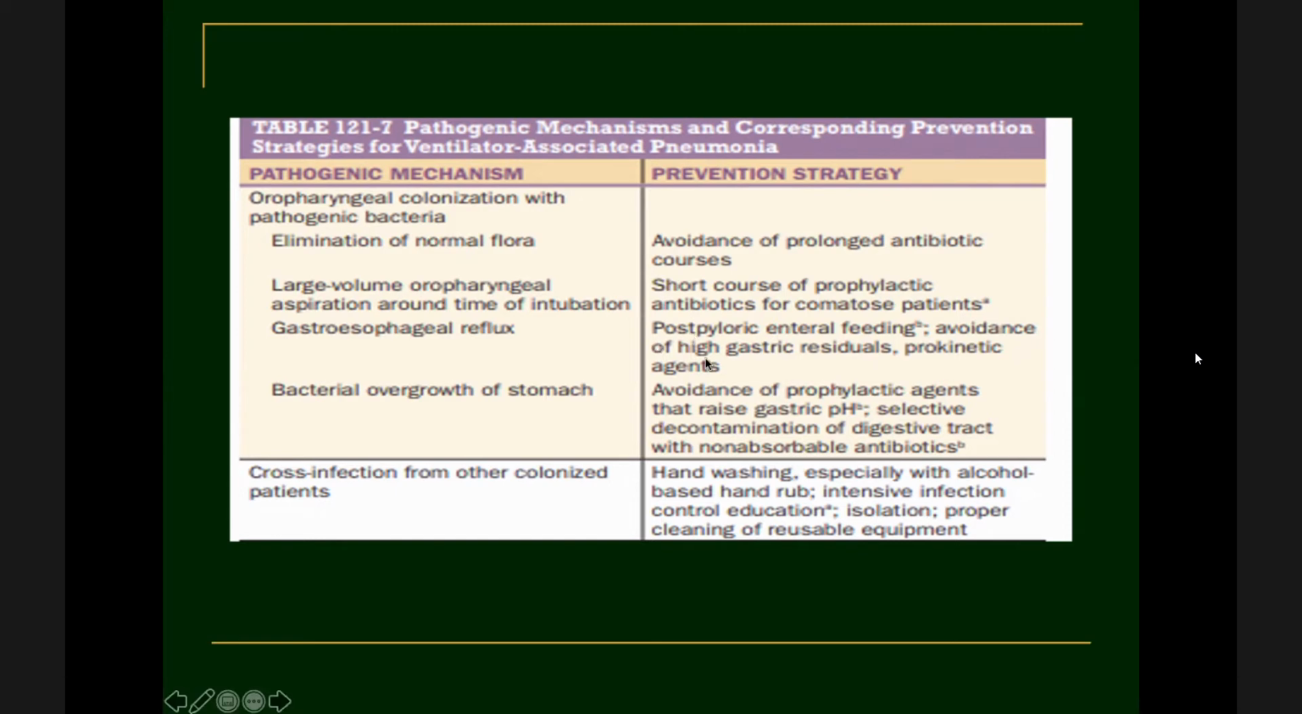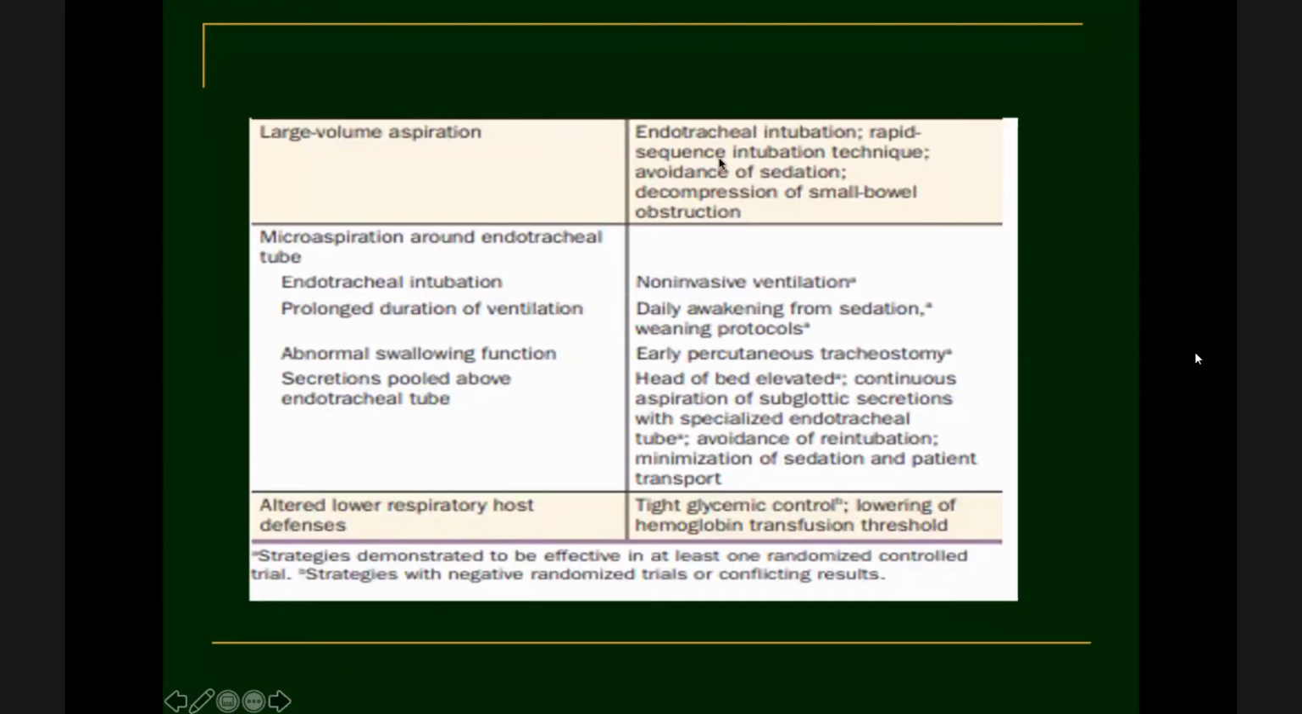And for cross infection from other colonized patients: hand washing, as I told, especially with alcohol-based hand rub, intensive infection control education, isolation, and proper cleaning of reusable equipment. Okay, so that is mainly advisable to prevent hospital-acquired pneumonias. For large volume aspiration, in the endotracheal intubation patient, use rapid sequence intubation technique, avoid sedation, decompression of small bowel obstruction, and watch for micro aspiration around the endotracheal tube. This chart is given in your Harrison, the Harrison 23rd edition. You can look at that.